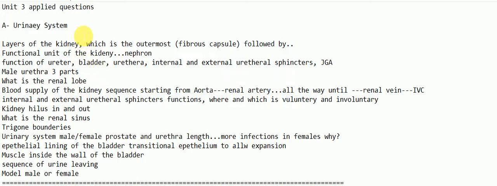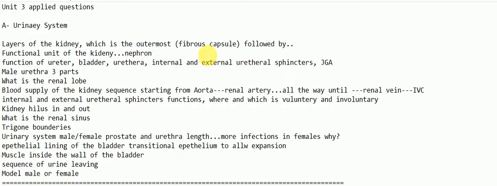We have the urinary system and the reproductive system for Unit 3. So we'll start with the urinary system. The first thing that I can think of is layers of the kidney. What are the layers of the kidney? What's the outermost, followed by what, followed by what?